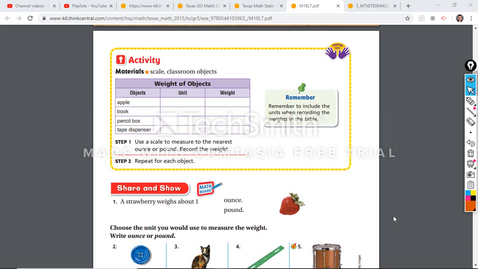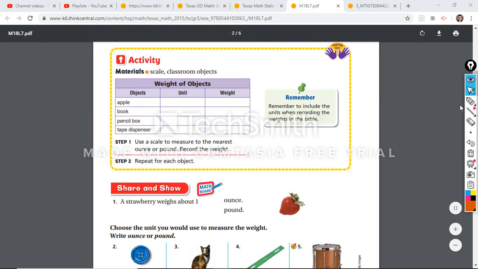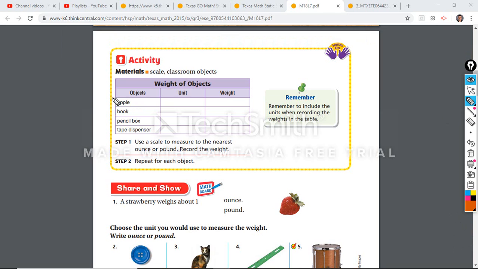The next activity you'll be doing on your own, you're going to need a scale and objects around your home. They give you suggestions here. You don't have to use these if you don't have them. Substitute them for what you have. And most of us have a type of scale in our home somewhere. If you don't have a scale, then you can just research, generally just Google this and get an idea of how much each one of these weighs. Okay?